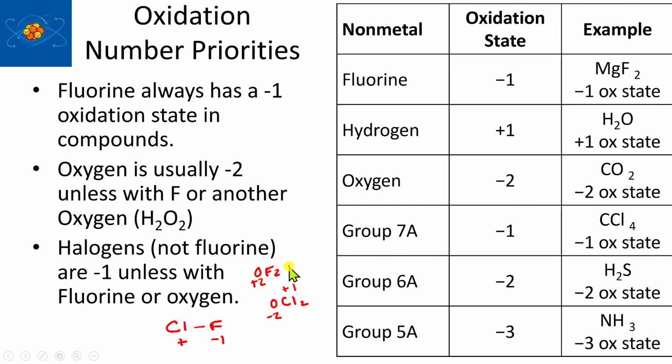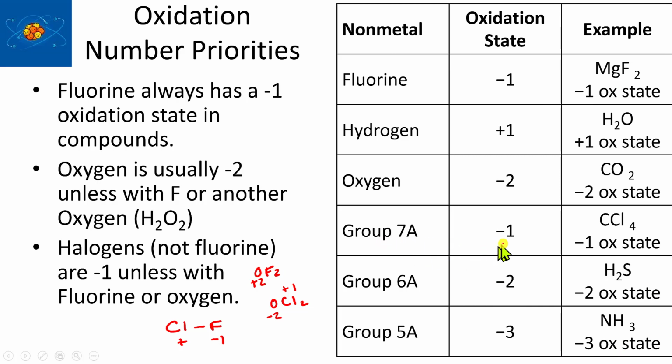So really, when it gets right down to it, you look at which elements are bonded together, and the one that's more electronegative gets the negative oxidation state, and the one that's less electronegative gets the positive oxidation state. So some examples are written along the side here.